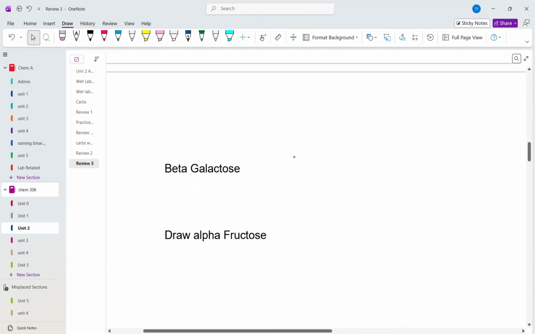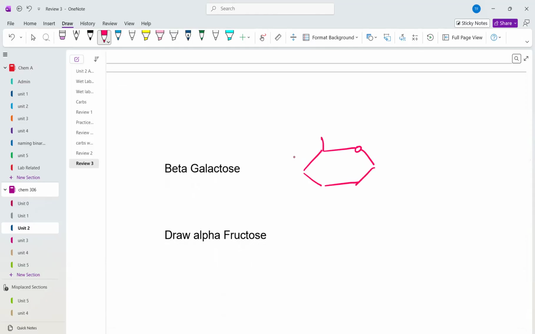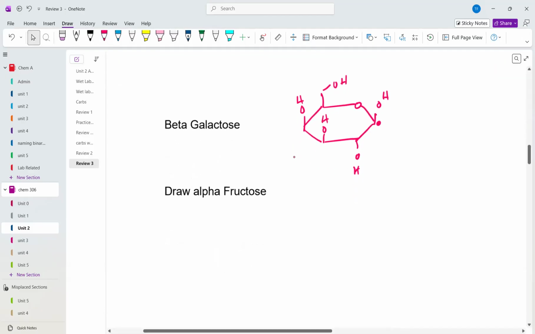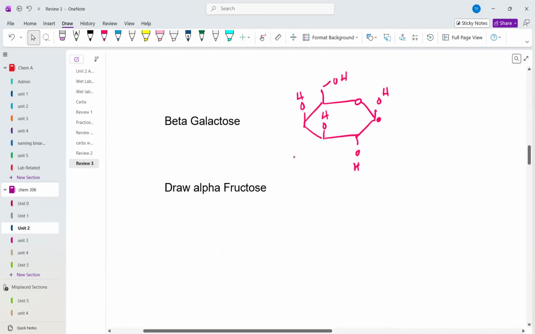Okay. Beta galactose. Anomeric carbon. Alpha fructose.